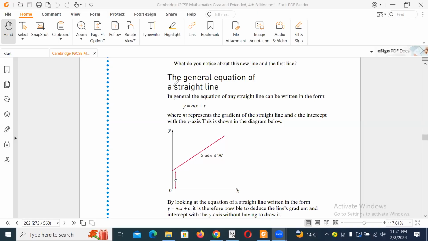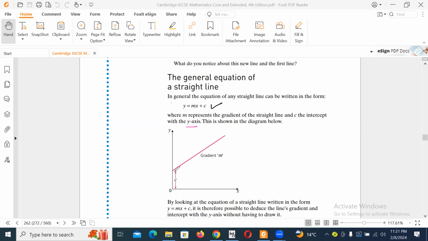Yes, viewers, the general equation of a straight line we have is y equals mx plus c. You can see here the point we already discussed about gradient, how to find gradient when we have points given on graph paper or on the line. Now, if we have an equation that is not in arranged form, how can we find the gradient as well as the slope intercept or y-intercept? So here m represents the gradient of the straight line and c the intercept with the y-axis.